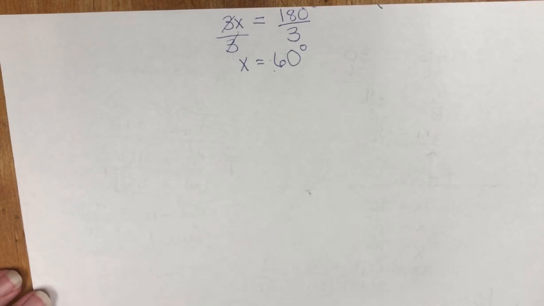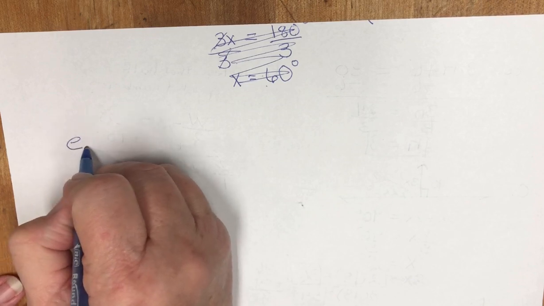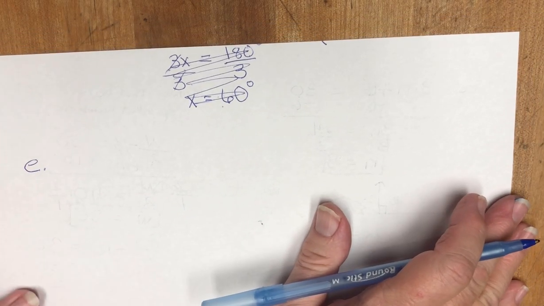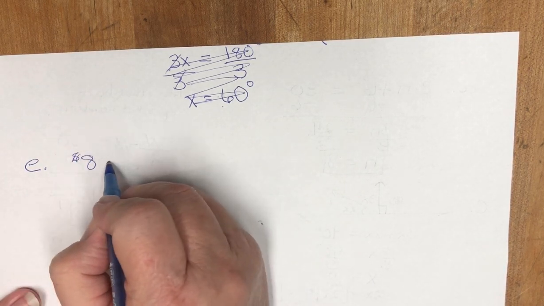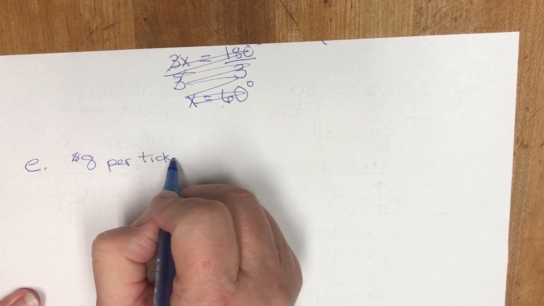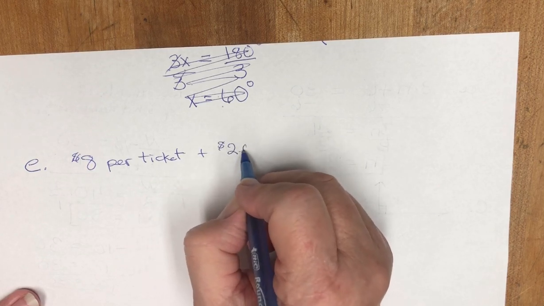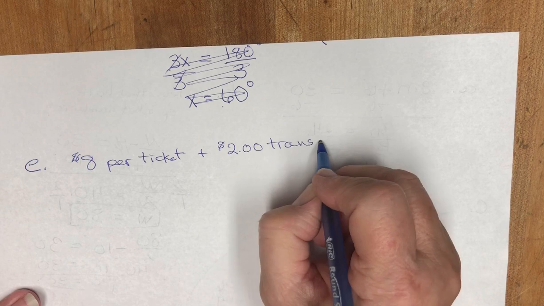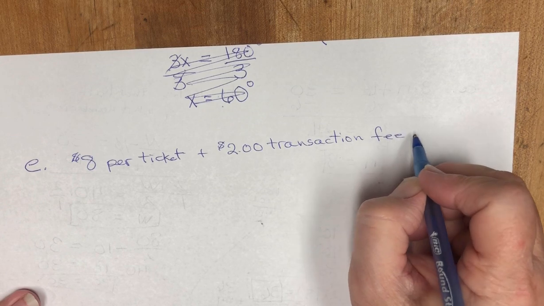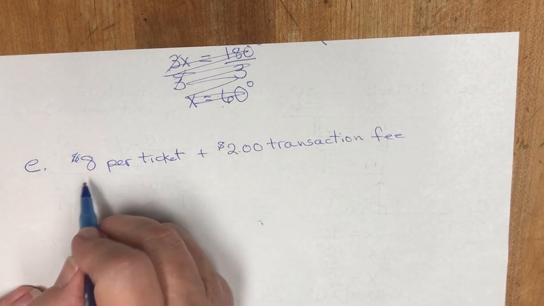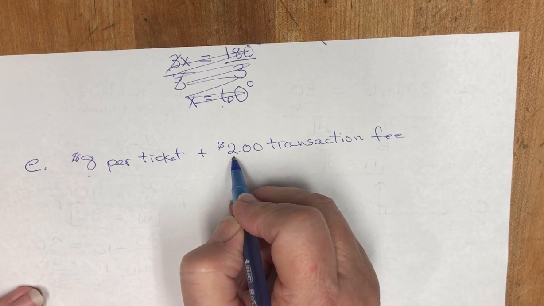All right. Let's look at this last one. Letter E. An online movie ticket service charges $8 per ticket. $8 per ticket. Plus a $2 transaction fee. So, if I go online and I buy one ticket, I'll pay $8 for my ticket plus a $2 fee, and so my ticket will cost me $10.